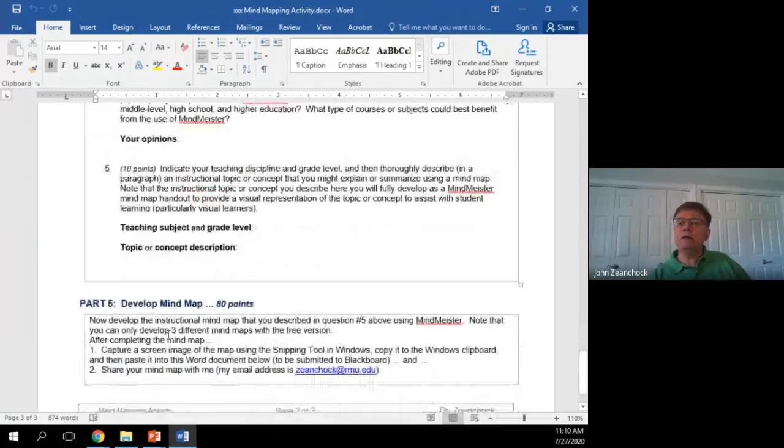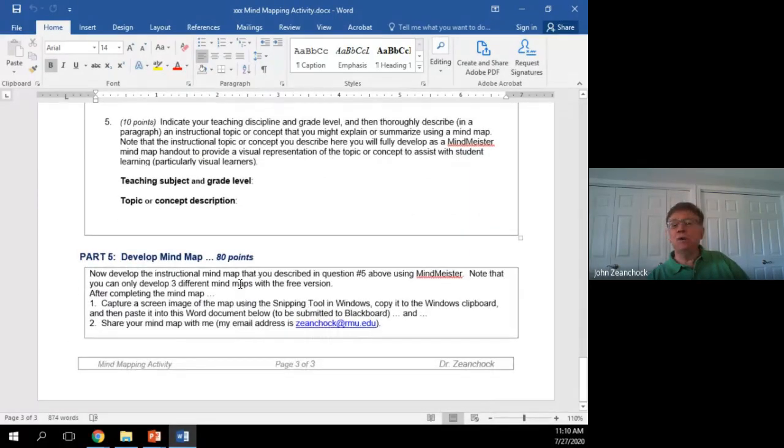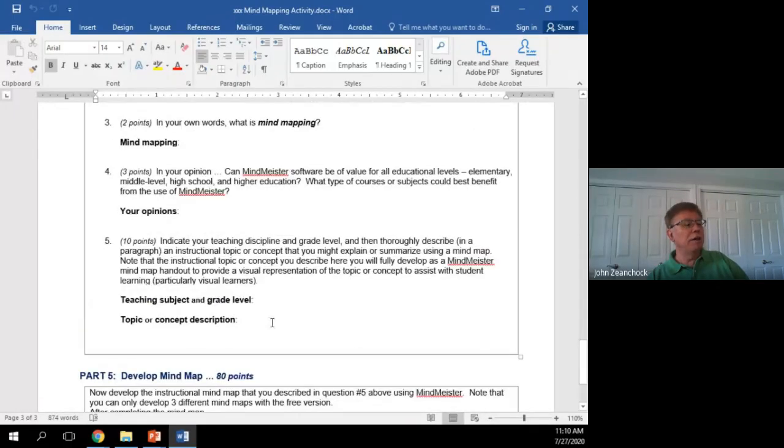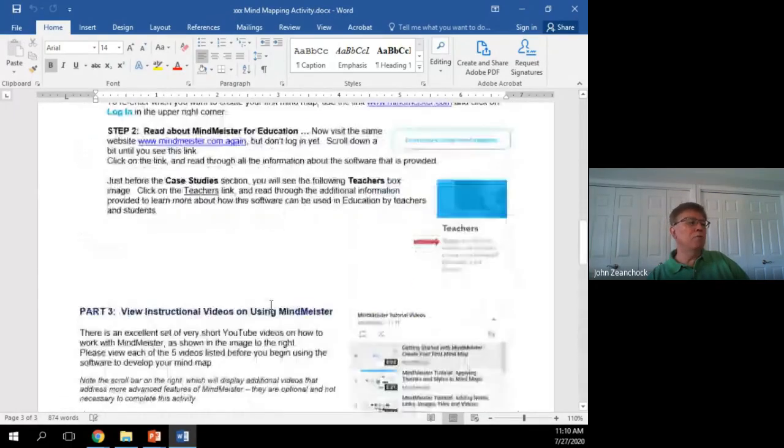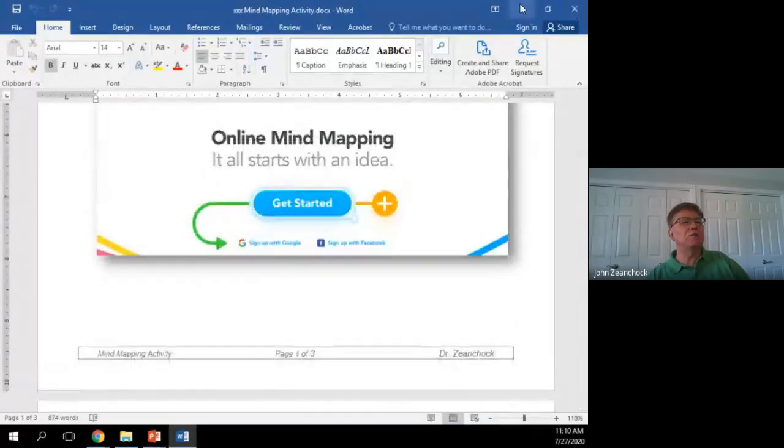Now, once they create their mind map online, they can actually download it to a Word document. It can be embedded right in the Word document, which you'll see coming up here, that they created on their own, so that I can grade it all in one document. So the last part, 80 points out of the assignment, is that they actually have to develop their own mind map. In this particular case, these were the instructions.